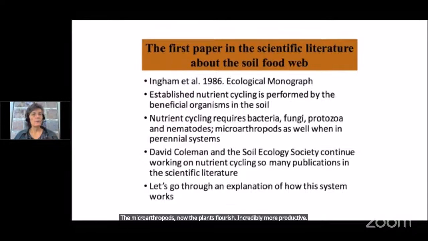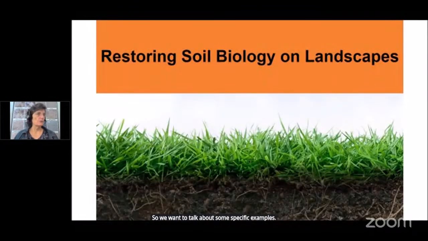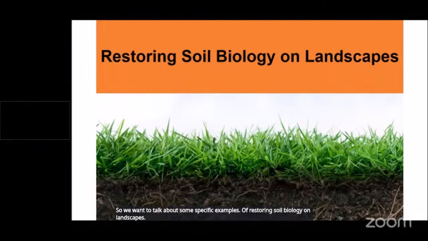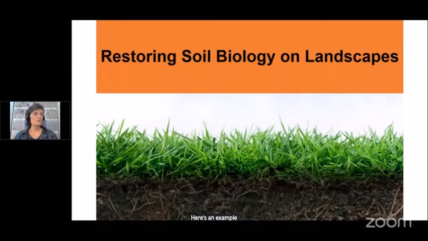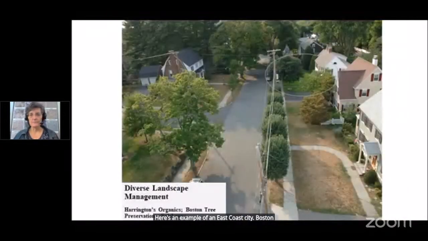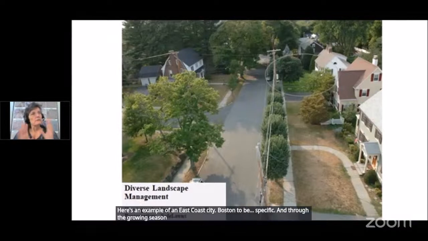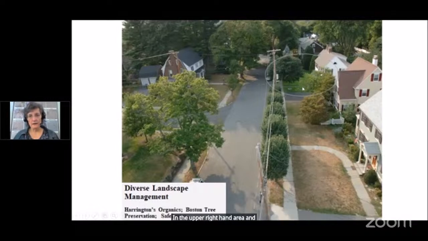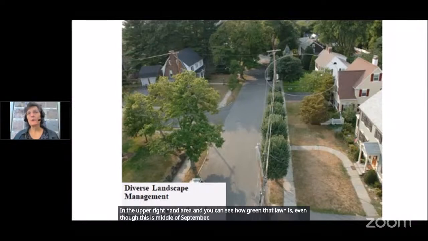So we want to talk about some specific examples of restoring soil biology on landscapes. So here's an example of an East Coast city, Boston to be specific. Through the growing season, you can see the differences in the lawn. Look at the circled lawn in the upper right-hand area, and you can see how green that lawn is, even though this is the middle of September and a year of drought.